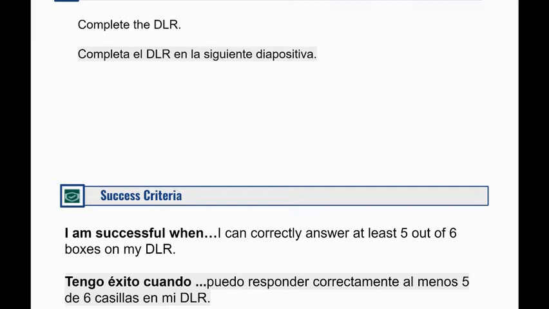In order to be successful, they can correctly answer at least 5 out of 6 boxes on their DLR.